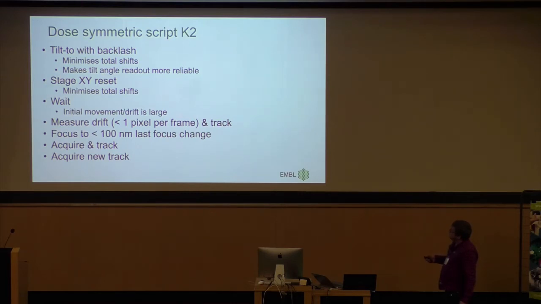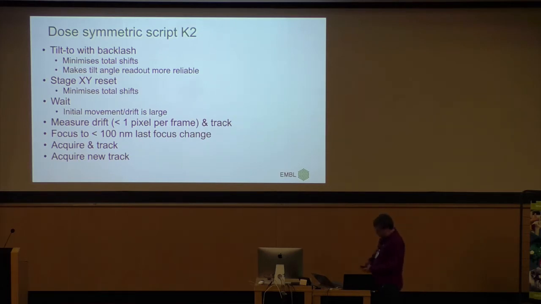We reset the stage XY, so we say we were here, XY, we tilt, okay, Y went off a little bit, put it back. That minimizes shifts. Then we wait, and we measure drift. For drift, I then say 1 pixel per frame drift. I allow maximum. That's just stage drift. You know you're going to get more drift afterwards from the beam-induced movement, but at least want to make sure that the stage itself is not a problem. So you wait and measure.